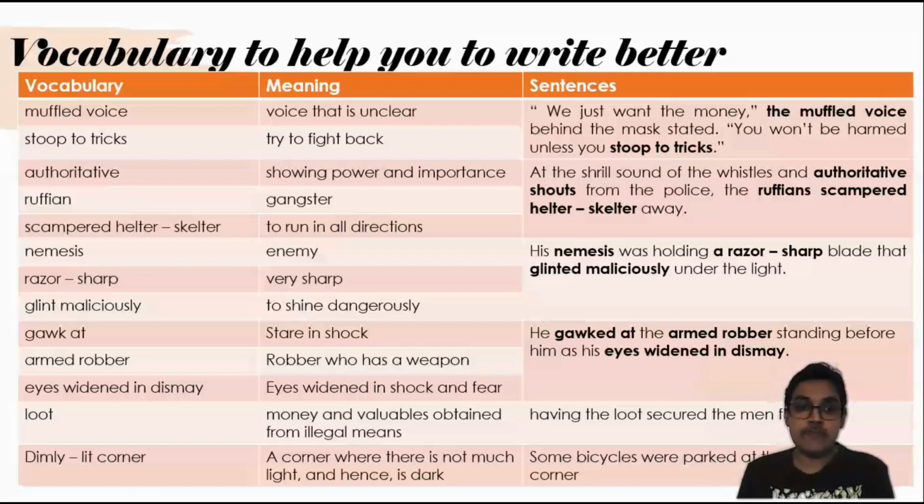The next one. Loot means money and valuables obtained from illegal means. A sentence that we can write for this word is: having the loot secured, the man fled, meaning after he had taken everything, he ran away. And dimly lit corner is a corner where there is not much light and hence it is dark. An example of a sentence: some bicycles were parked at the dimly lit corner.